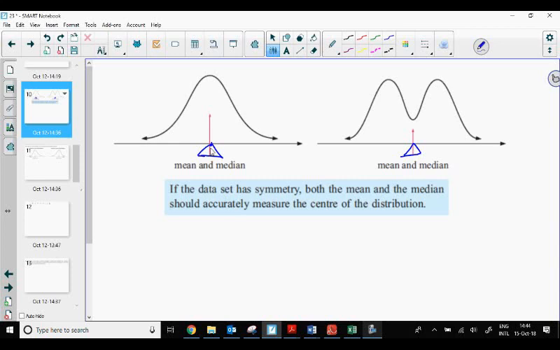Again, there's some values that are farther away from the middle here, but they're balanced out by those on the left. So the mean is going to stay in the center, and the median also, because, again, it's the exact same area to the left and right. They're the same number of points to the left and to the right.